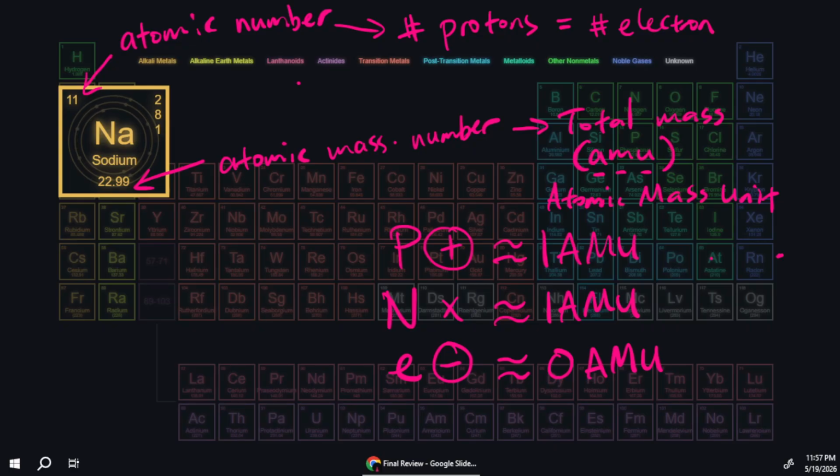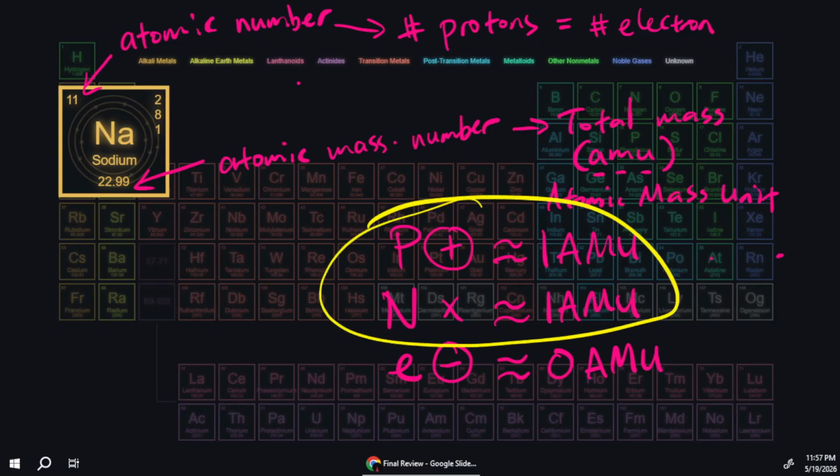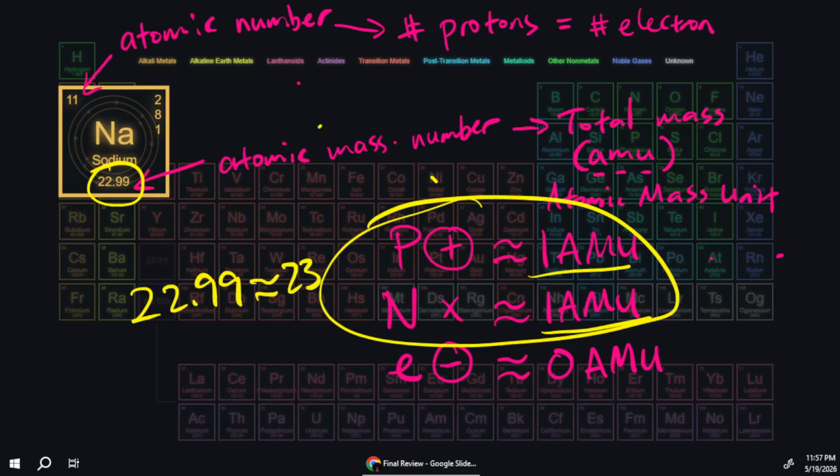So basically, the total mass is protons plus neutrons. So you can see right here, proton is 1, neutron is 1. So if the atomic mass number is 22.99, then we can round it to approximately 23. And we know the mass number is 23, but there's also 11 protons in there.